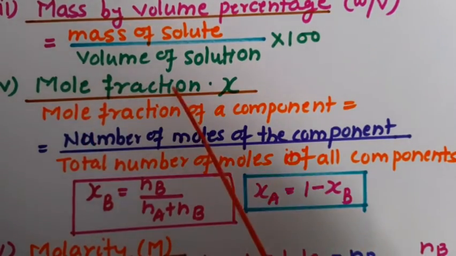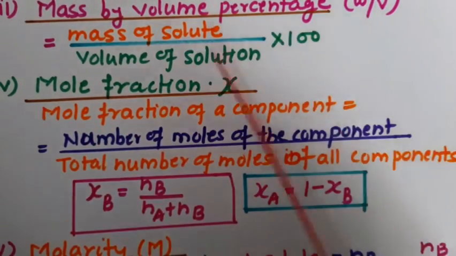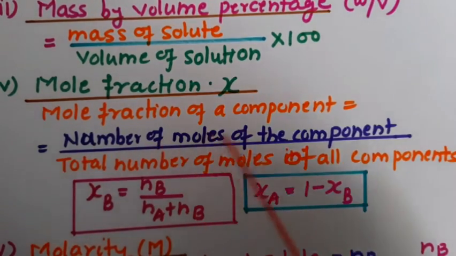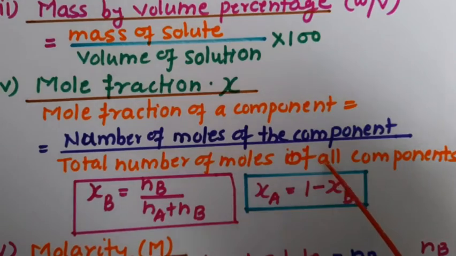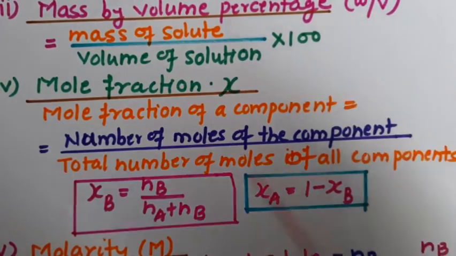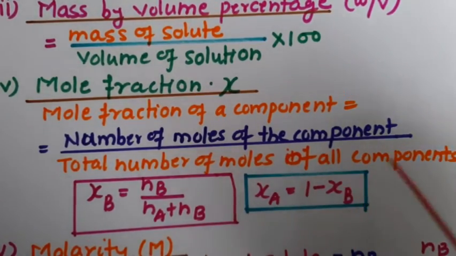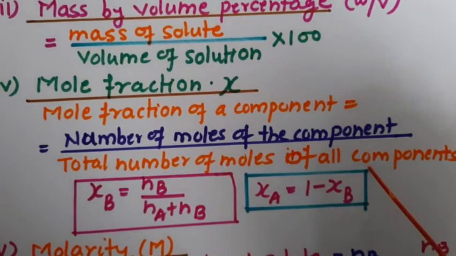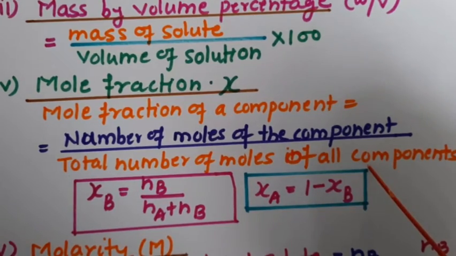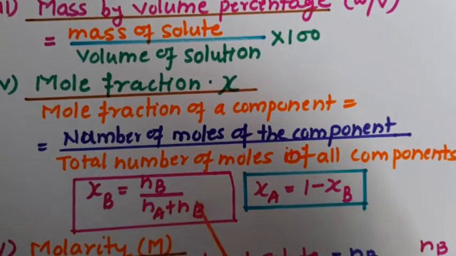The mole fraction of a component can be calculated as the number of moles of the component divided by the total number of moles present in the solution. It means the total number of moles of each component present in the solution. In the denominator, we have the total number of moles, including the number of moles of solute as well as the number of moles of solvent.